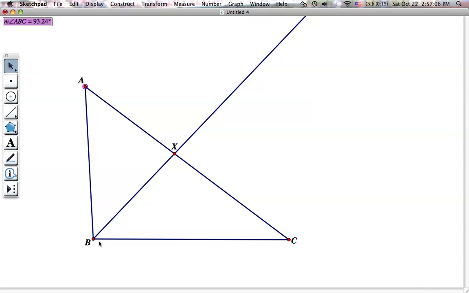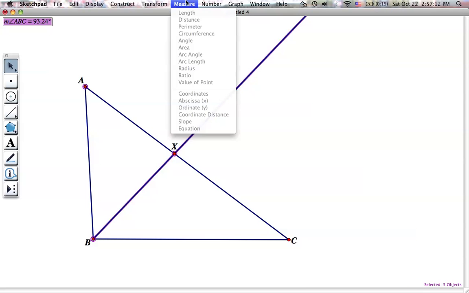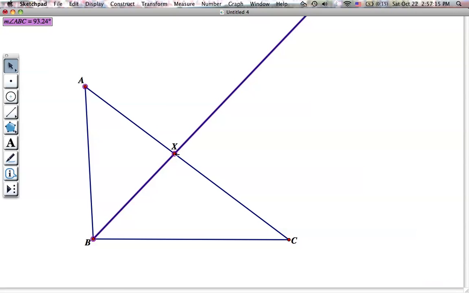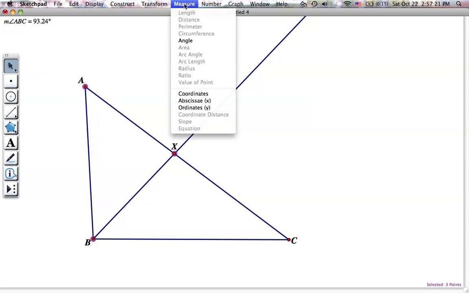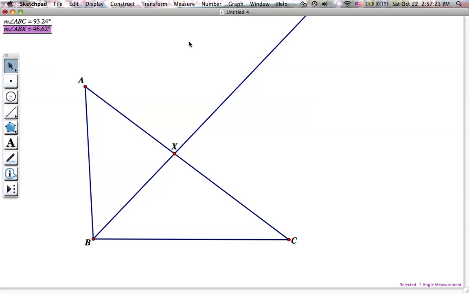This is sometimes tricky. It's very sensitive. To measure the angle, which is 46.62 degrees.